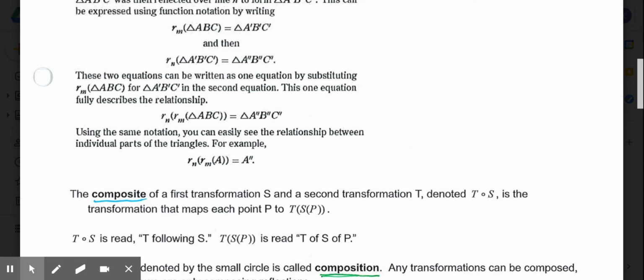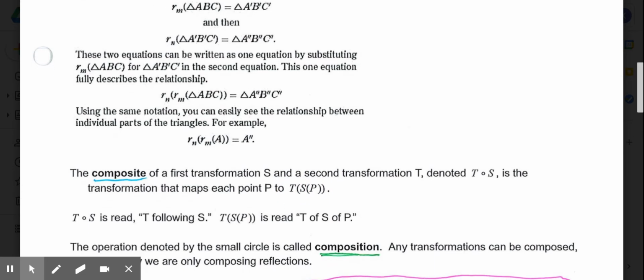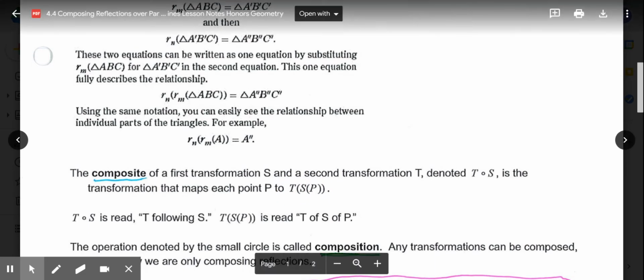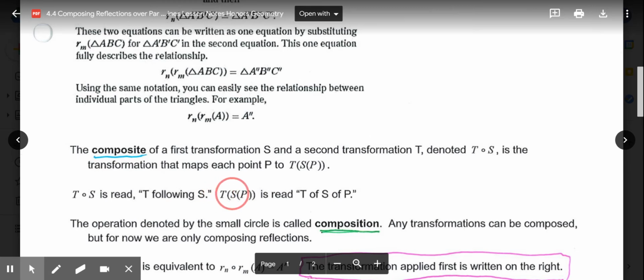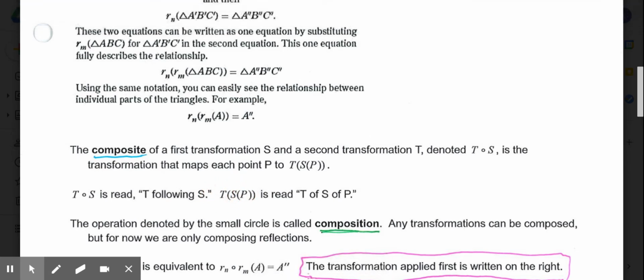to end up this way. So this then is P resulting in S resulting in T. So what this is actually read as, the T composite S, is read T following S. So T follows S. So whatever's on the right happens first, the left would be second. So then this one would be read as T of S of P.